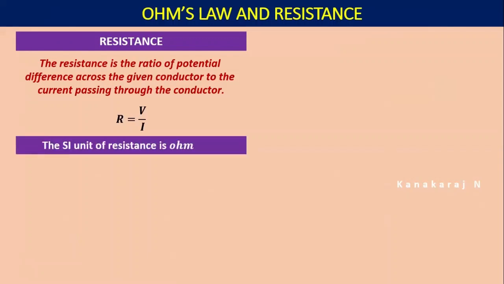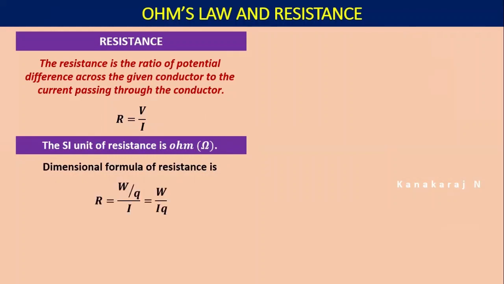The SI unit of resistance is ohm, symbol omega. Then the dimensional formula of resistance is, so the right hand side is V by I. V can be written as W by Q, and W by Q divided by I. So I can have resistance equals W by IQ. So wherever you get the dimensional formula of resistance, simply replace R by W by IQ and substitute the dimensional formula of W, dimensional formula of current, dimensional formula of Q. Then you start solving your problem. It's not necessary that you remember the final dimensional formula of R.